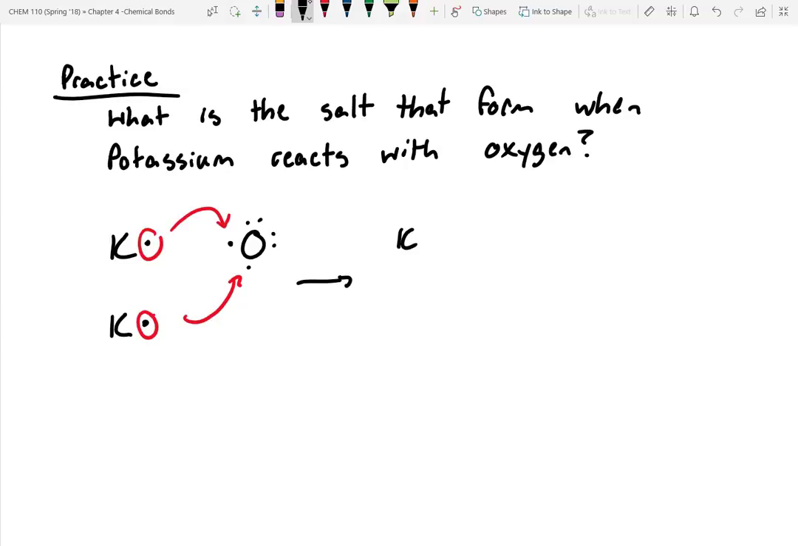And now we've got the potassium here with a positive charge. The second potassium also gave up its electron, so it has a positive charge. And then oxygen over here is now happy because it has an octet of electrons, but what charge will it have? 2 negative, exactly. So I'll just circle that.